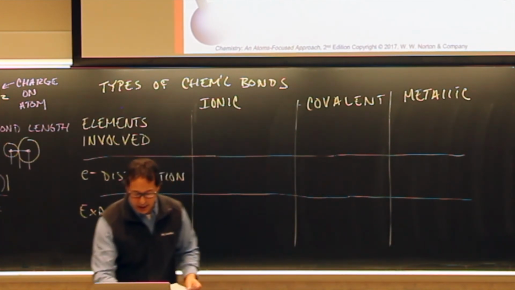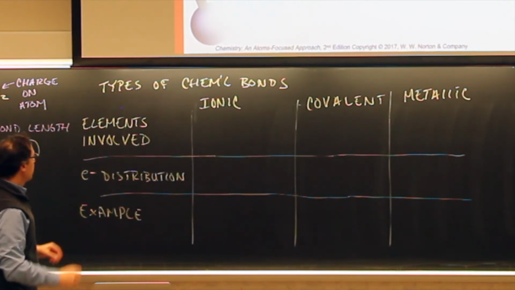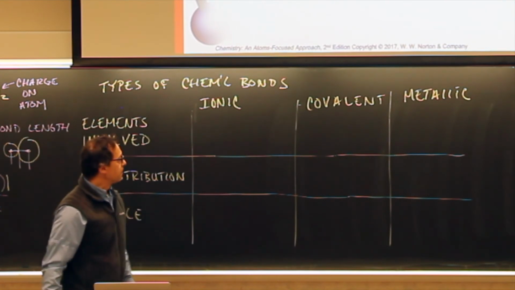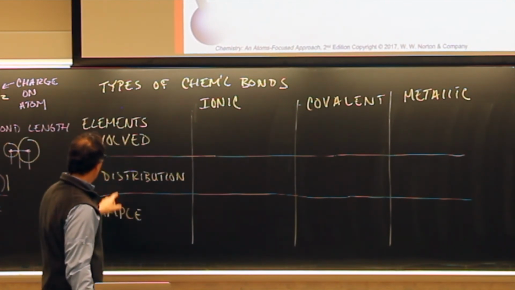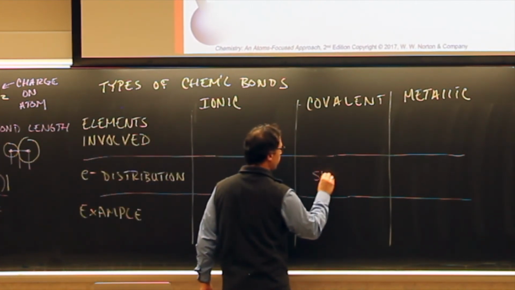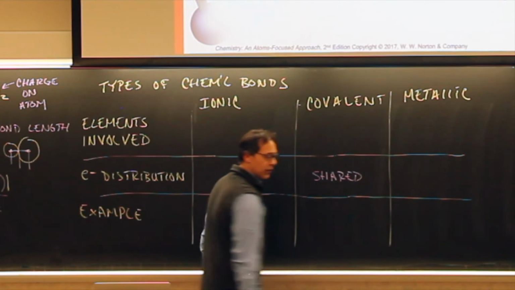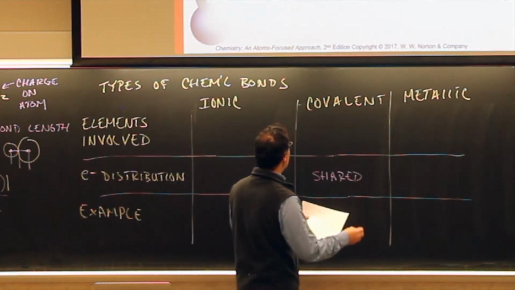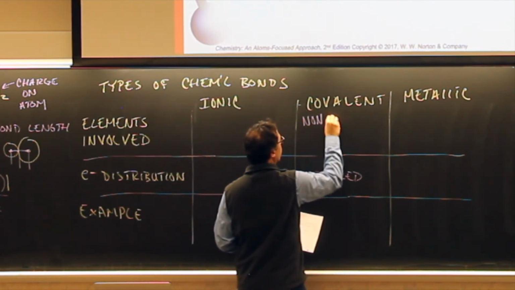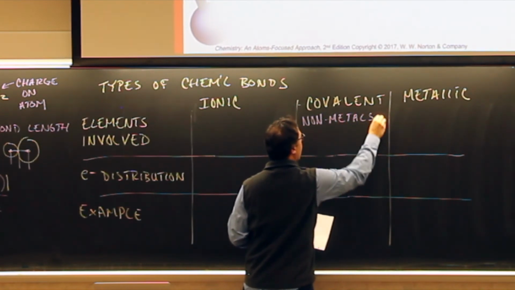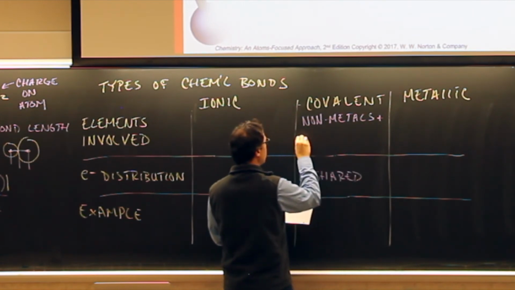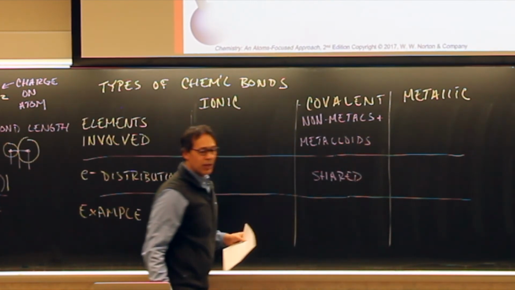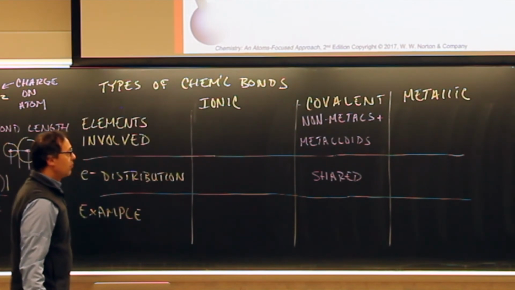Now, let's get back to covalent here. Elements involved in covalent bonds, and also, where are the electrons? Well, the electrons are shared. The types of elements involved in covalent bonding are nonmetals and/or metalloids. So nonmetals and nonmetals, or nonmetals and metalloids, would be covalent bonds.